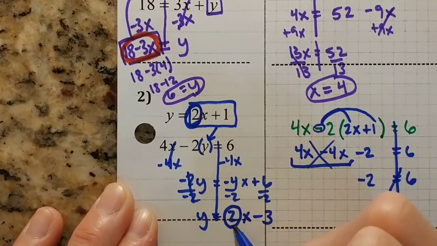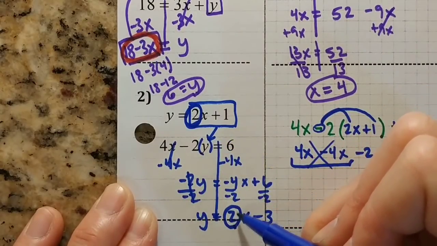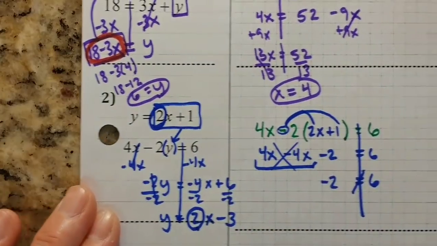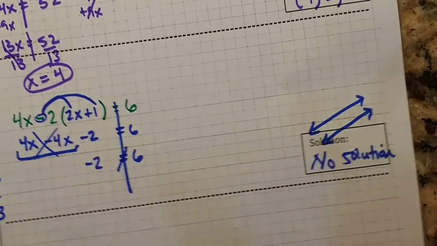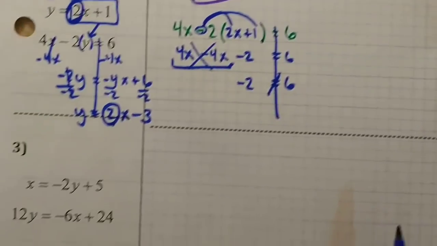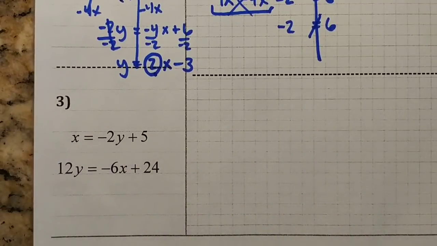Do you see how the slope is the same? This equation has a slope of 2 and this equation has a slope of 2. So in fact they are parallel, so it would make sense that the solution would be, there is no solution, they're parallel. All right, let's take a look at number 3 and see what's going to happen here.